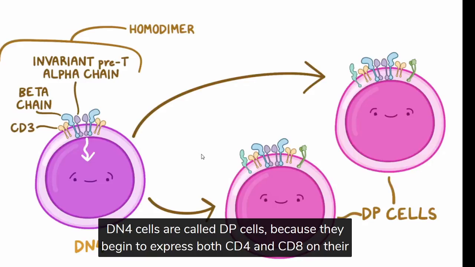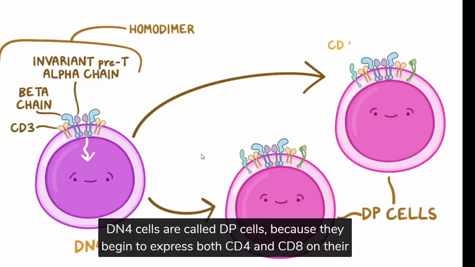So the beta chain, the invariant pre-T alpha chain, and CD3 are all expressed on the surface together, and they're joined by another beta chain, invariant pre-T alpha chain, and CD3. The two complexes join together to form a homodimer, and that sends a signal down the cytoplasmic tails of the receptor to the cell's nucleus. When the signal is sensed, the cell starts to divide.